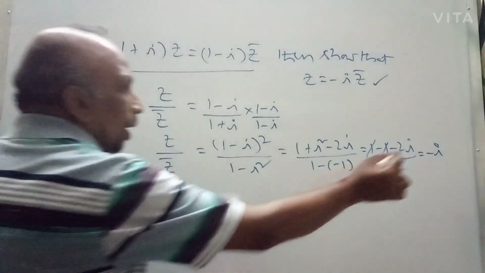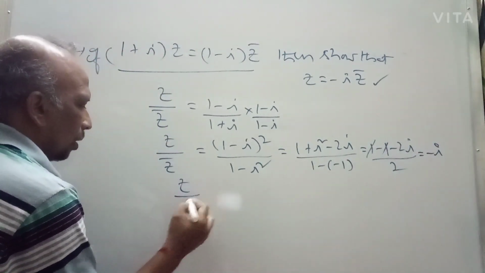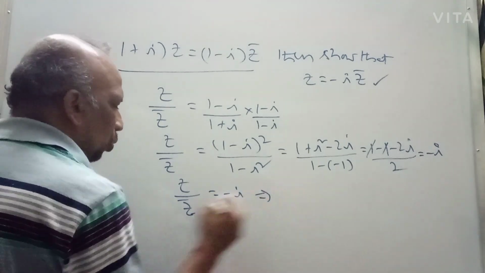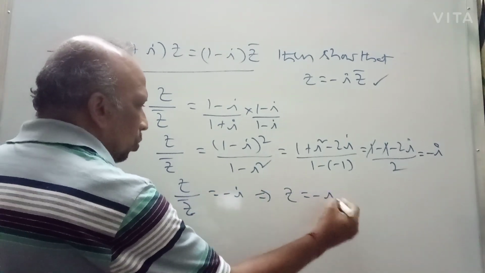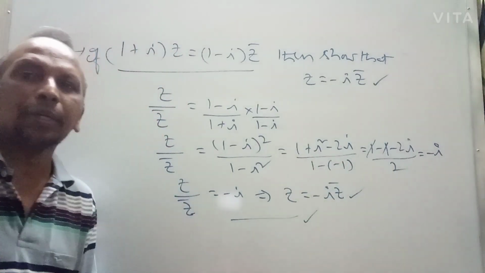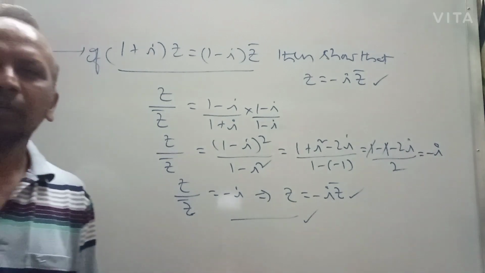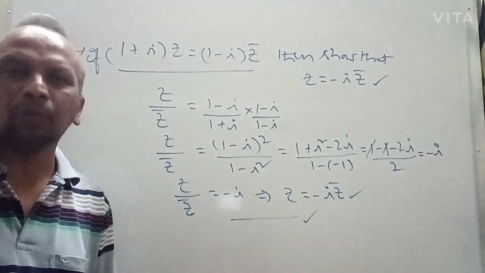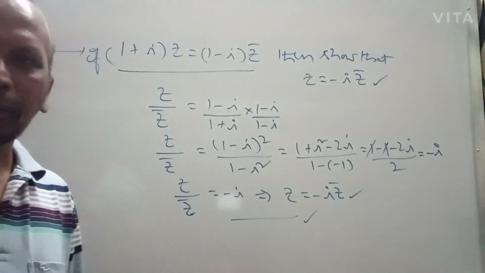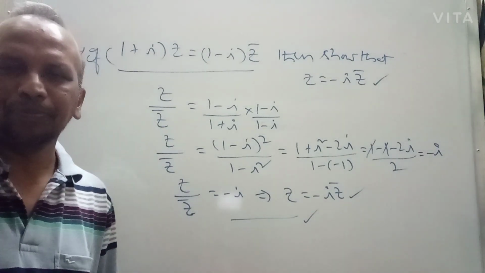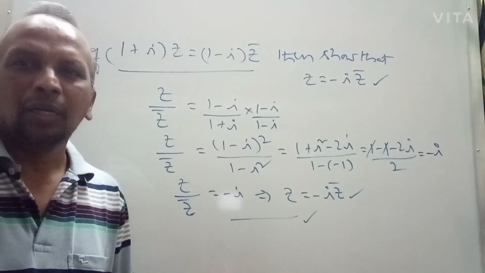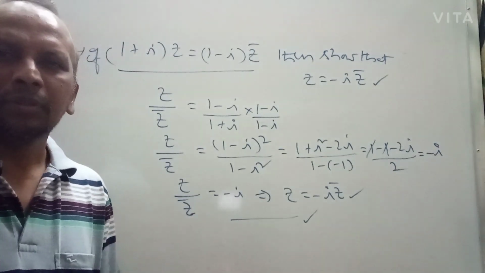So I got z by z bar equals minus i. So this implies, do cross multiplication, z equals minus i into z bar. Like this, today I have completed 7 problems. In the next video I am going to explain the remaining problems of complex numbers and quadratic equations. This is the topic. So still if you have any doubt, you can send me your queries. I can explain again. Thank you.